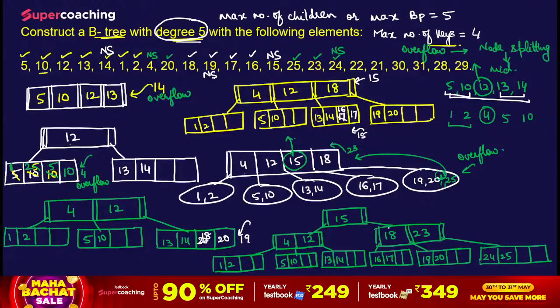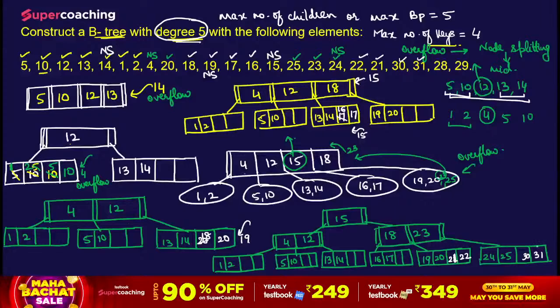Now let's take the next element, that is 22. 22 is greater than 15, 22 is smaller than 23, so 22 will be inserted here. Next element is 21. 21 is greater than 15, go to the right side, smaller than 23, so it will be on the left of 23. So here we'll be getting 21 and 22. Next one is 30. 30 is greater than 15, go to right side. 30 is greater than 23, go to right side, so 30 will be added here. Next element is 31. 31 is greater than 30, so it will be present on the right hand side.